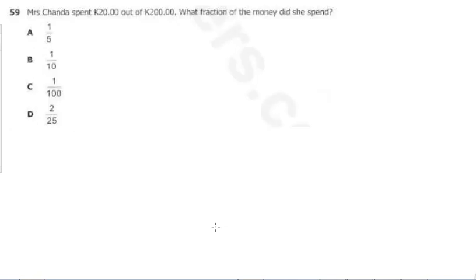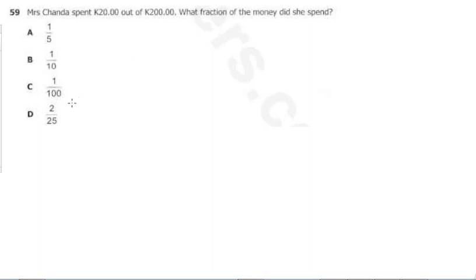We are still in the 2014 paper, and this is question number 59, and it says, Mrs. Chanda spent 20 kwacha out of 200 kwacha. What fraction of the money did she spend? So she initially had a total of how much? 200 kwacha. And she spent 20 kwacha out of the total 200 kwacha.